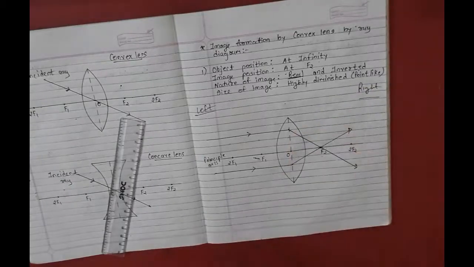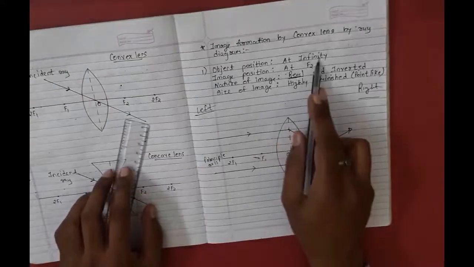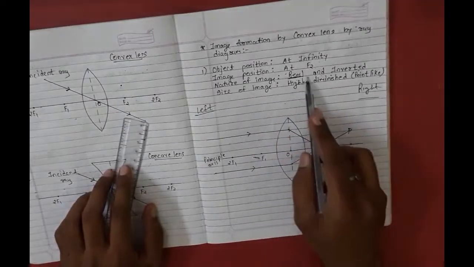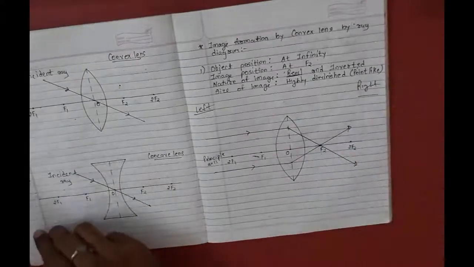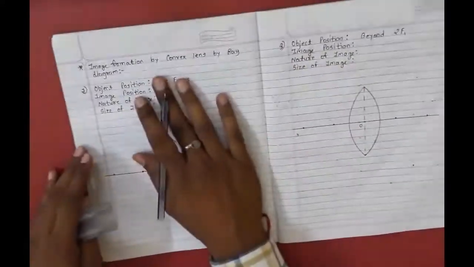Okay. So this is the first ray diagram for the convex lens. If your object is at infinity, your image will be at f2, its nature is going to be real and inverted, and size is going to be highly diminished. Okay, now let's draw the next diagram. Okay, that is the second diagram.